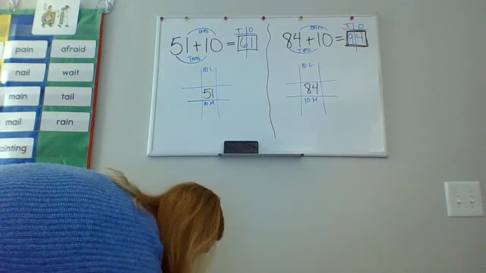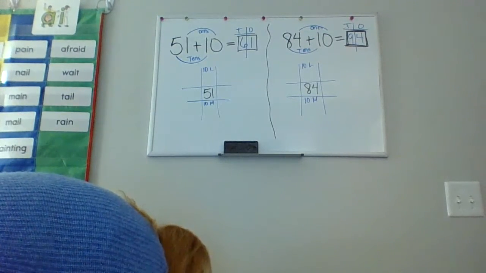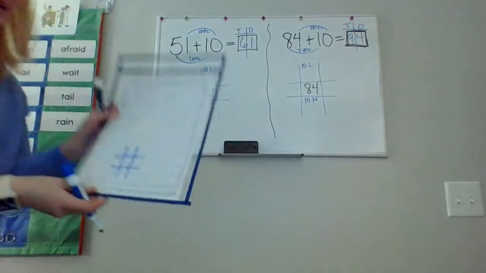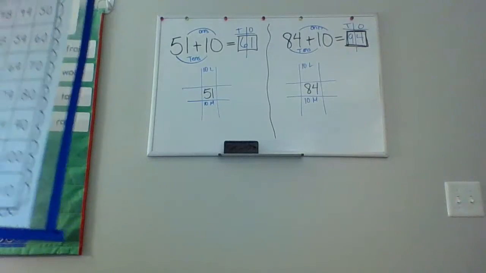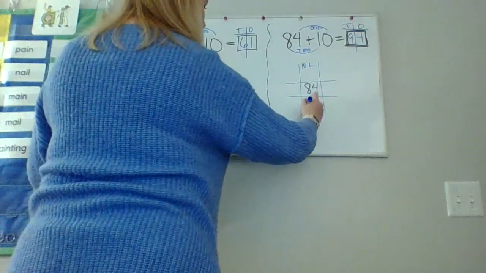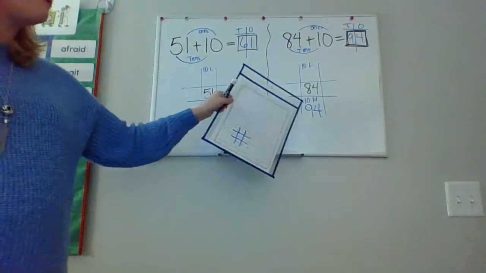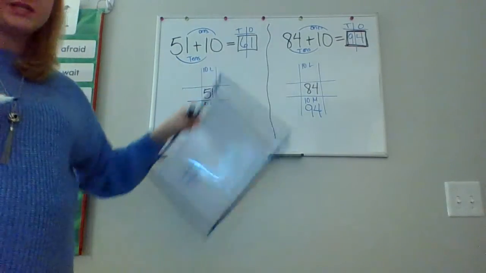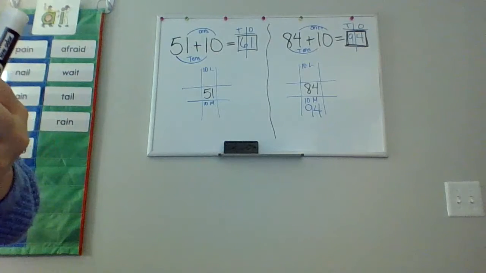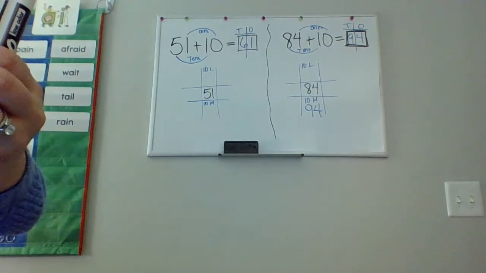So here's 84. I drew a tic-tac-toe board over the number 84. 84 is my number. 10 more we saw was 94. If 10 more is 94 and 84 is our number, what would 10 less be? What's 10 less?